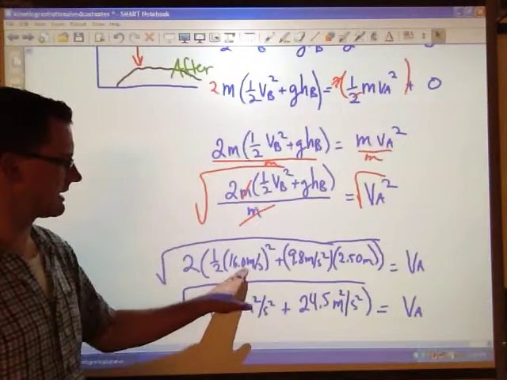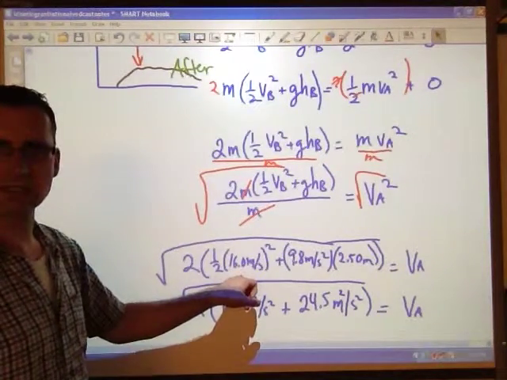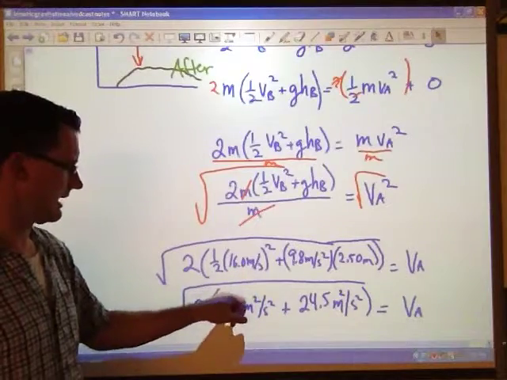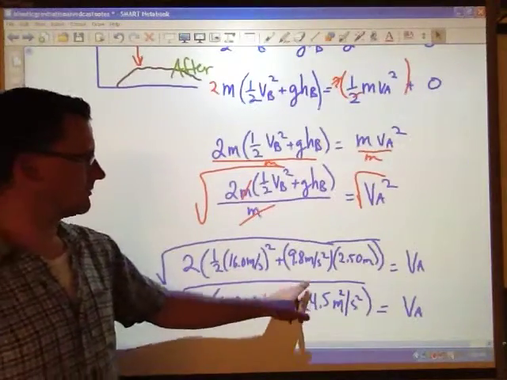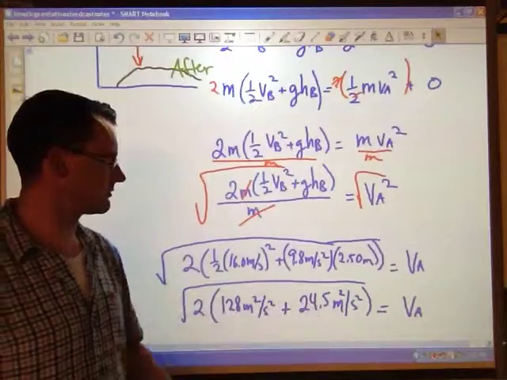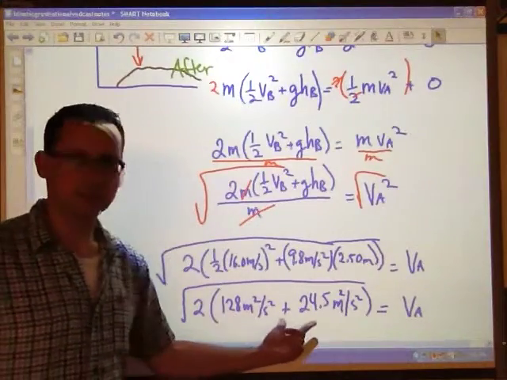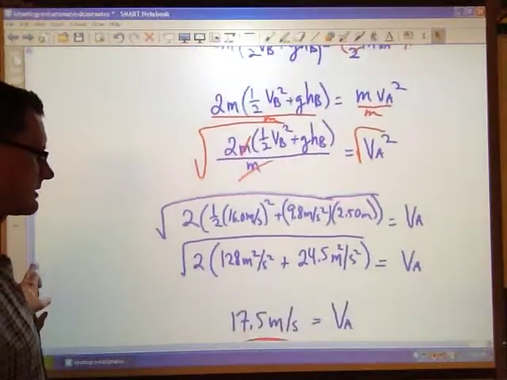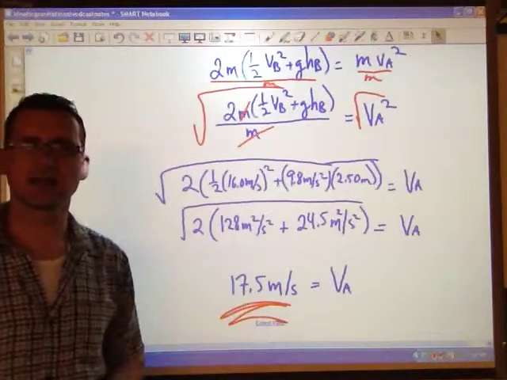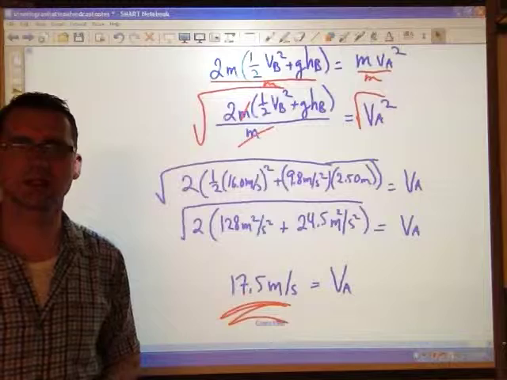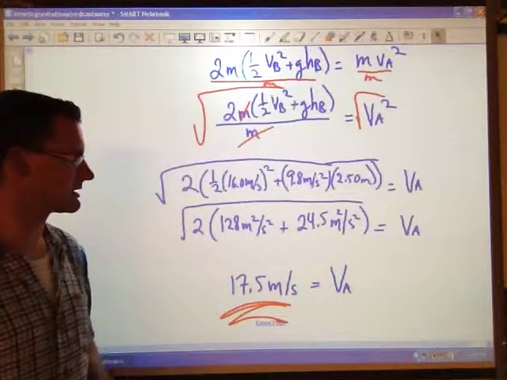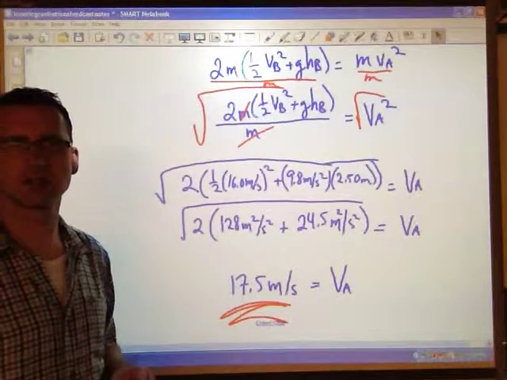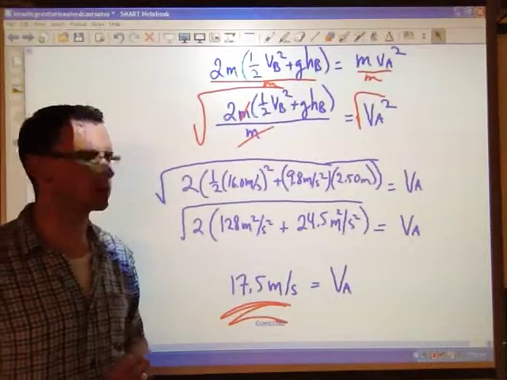So I recommend you work this out in your calculator. So figuring this out, 16 multiplied by 16, because it's 16 squared. 1/2, I get 128. 9.8 multiplied by 2.5, 24.5. So add what's in the brackets first, then multiply by 2, then square root, and you should get 17.5 meters per second. Once again, try in your calculator to see if you can get that, because it's crucial that you be able to calculate that kind of question.